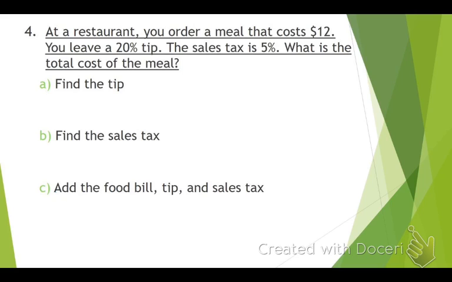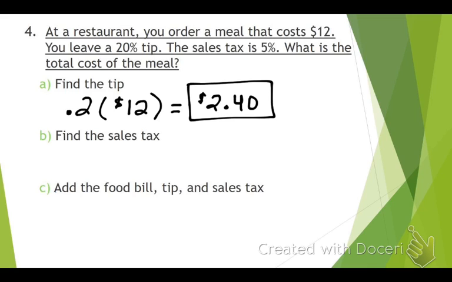First off, find the tip. How do I find the tip? 0.2 times 12, okay? You change that percent to a decimal times the total of your meal. How much did these people leave as a tip? $2.40. Okay, $2.40. Let's find the next thing that we need to find.